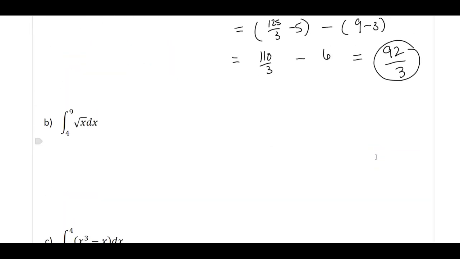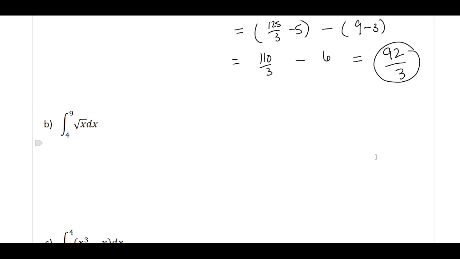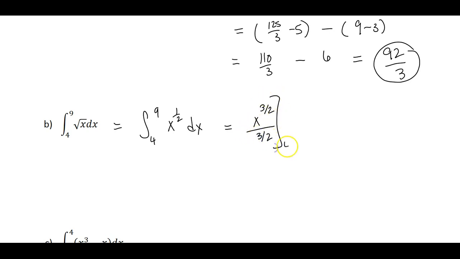So let's do another one. I've got the integral from 4 to 9 of the square root of x dx. So I'm going to write this as the integral from 4 to 9 of x to the 1/2 with respect to x. So this will be x to the 3/2 divided by 3/2, all from 4 to 9, or 2/3 x to the 3/2 from 4 to 9.